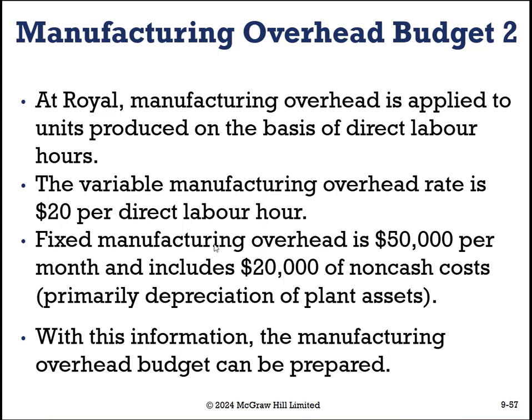So here we are told that our manufacturing overhead rate is $20 per direct labor hour. And fixed manufacturing overhead is $50,000 per month, and this includes $20,000 of non-cash costs. So with all of that being said, let us proceed with the manufacturing overhead, the MOH budget.